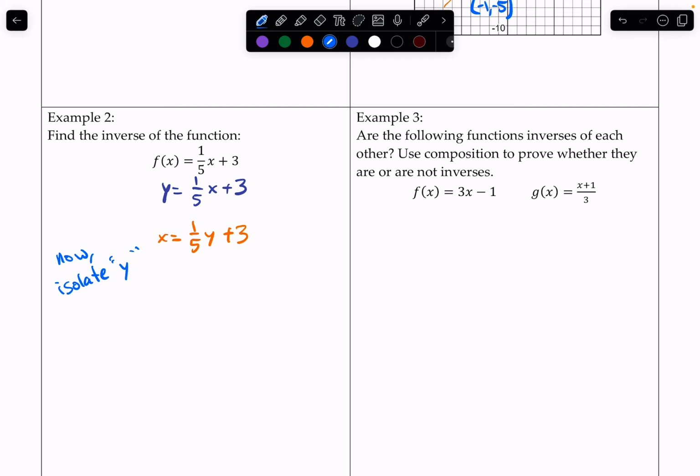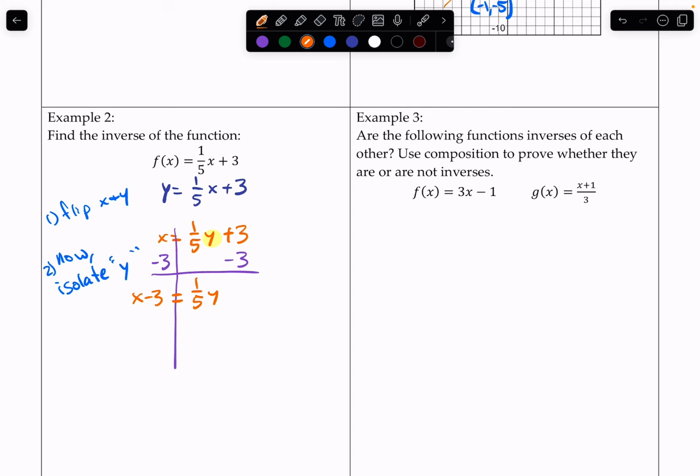Okay, so first, this is like step 2, right? Step 1 would be flip x and y. Done. And then we're going to isolate y. So I need to follow the math to get y by itself. And that'll look something like this. I'm going to add or subtract first. So that gives me x minus 3 equals 1/5 y.